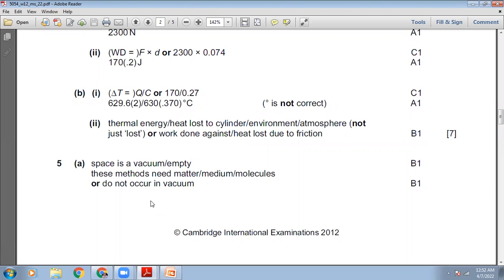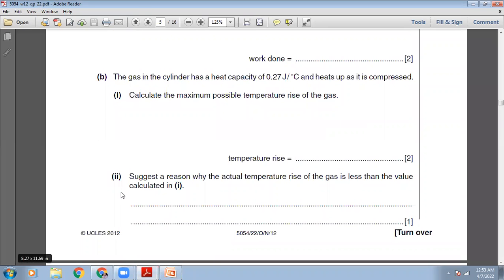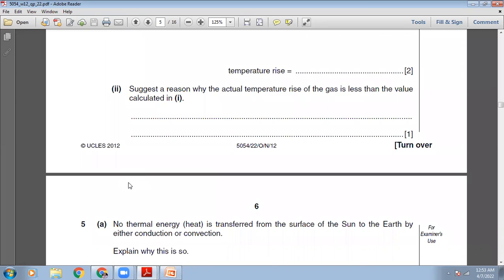Thermal energy, heat lost to the cylinder, environment, atmosphere, not just lost. You have to tell where it went. Or work done against friction: one possibility is that there is friction between the piston and the cylinder. So when you overcome that friction, your energy will be converted into heat. You can also write that answer. Okay, so we are going to the next question.